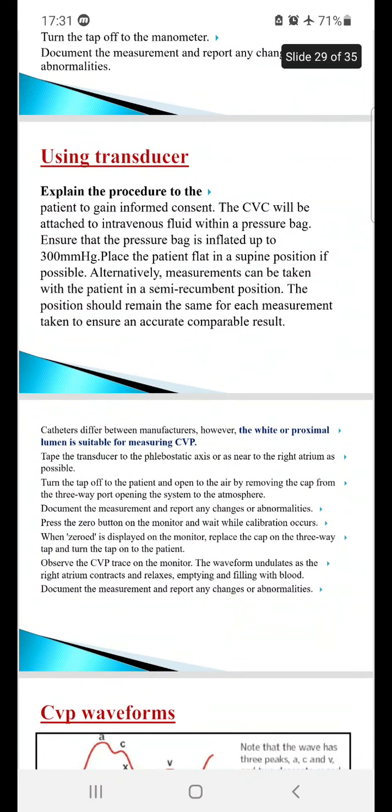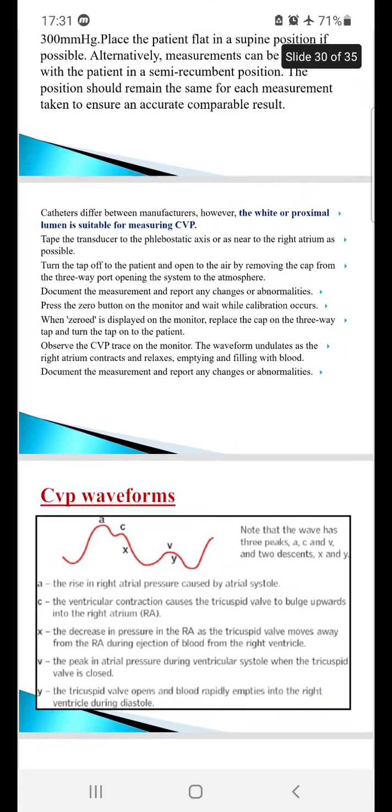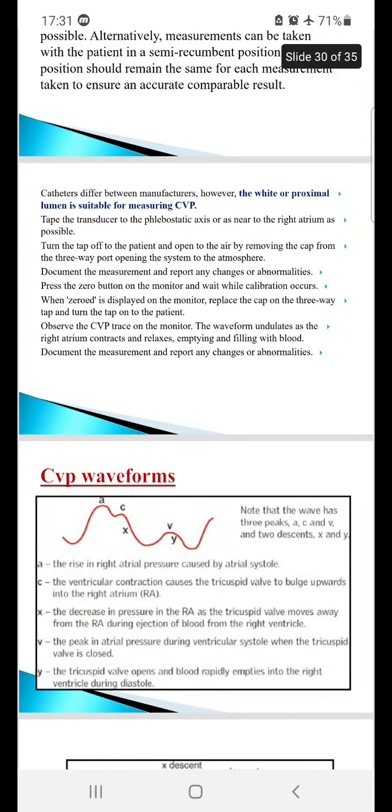By using a transducer, explain the procedure to the patient to gain informed consent. The CVC will be attached to intravenous fluid within a pressure bag. Ensure the pressure bag is inflated up to 300 mmHg. Place the patient flat in supine position if possible. Alternatively, measurement can be taken with the patient in semi-recumbent position. The position should remain the same for each measurement taken to ensure accurate, comparable results.